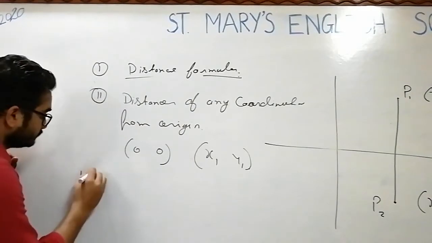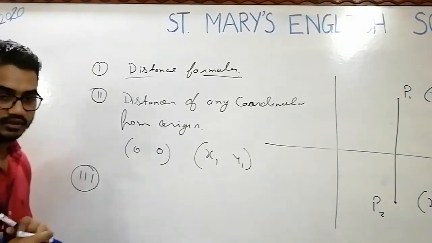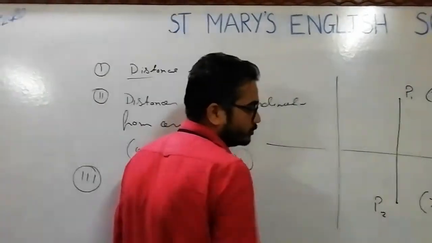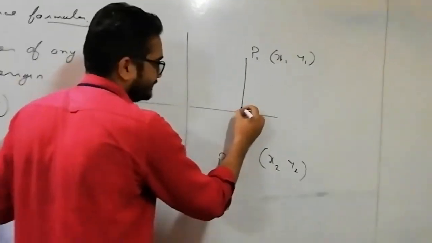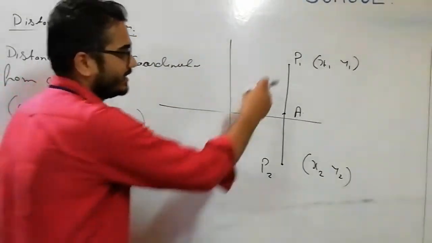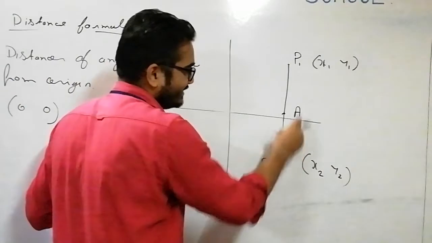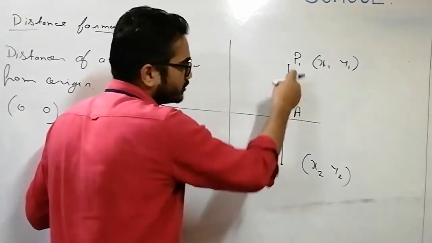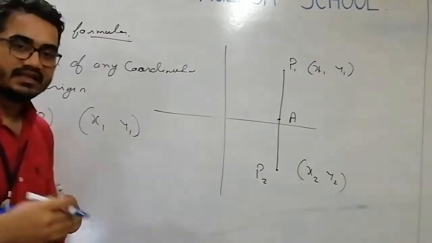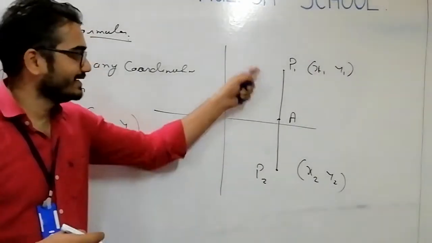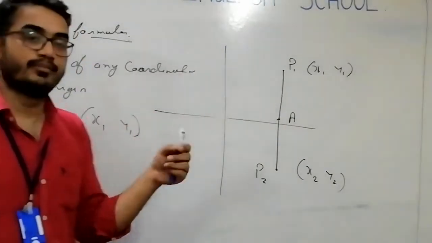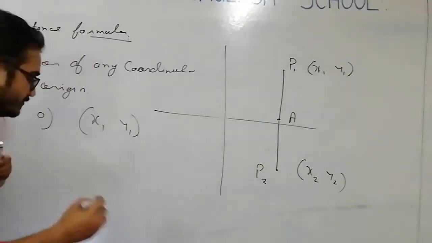Third thing is the section formula. Like suppose we have this P1 and P2 and any point A, and if it is dividing this whole line segment P1 P2, what will be the ratio of these two? Or if we have a ratio that this line is divided in 2:3 ratio, where will that point be situated? Let me give you one example.